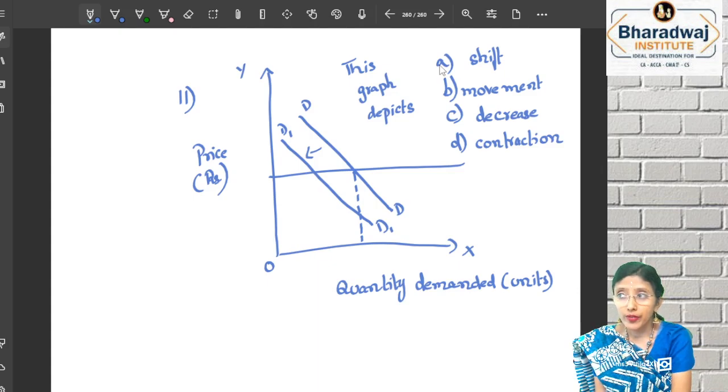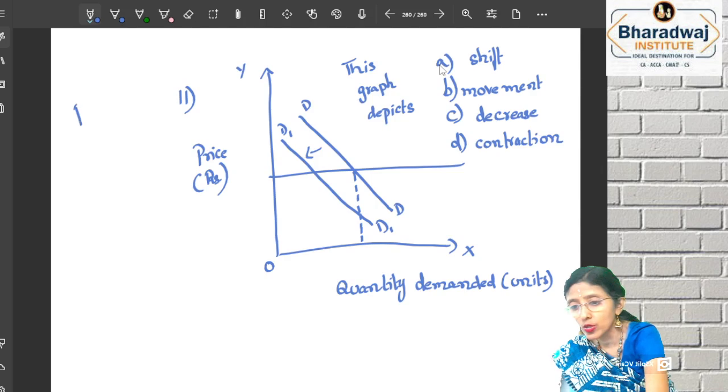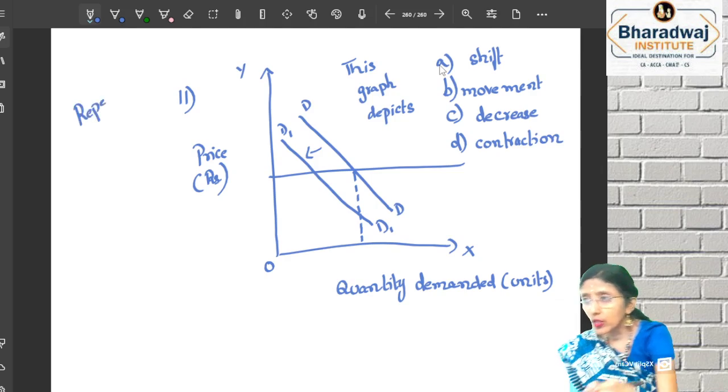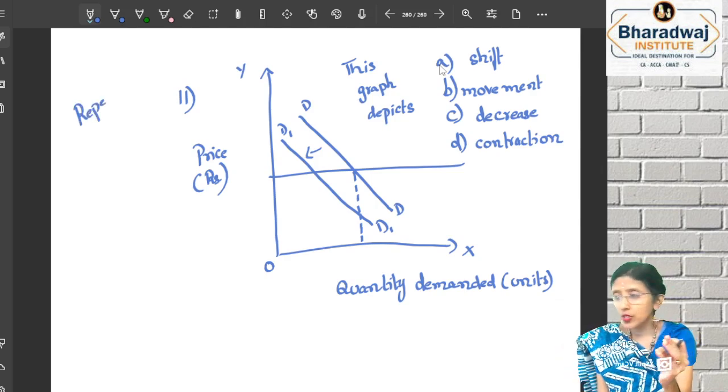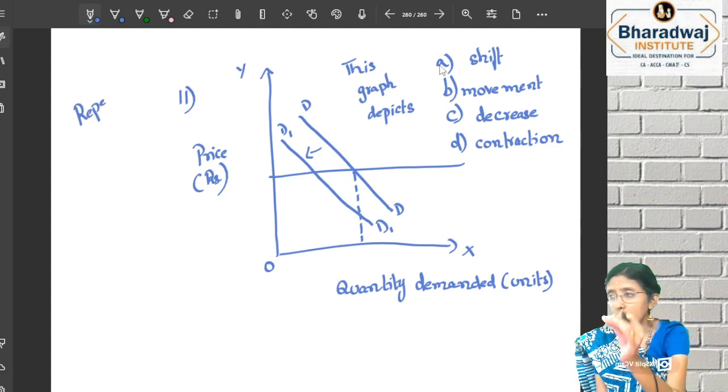These terms are very, very important. Change in demand and quantity demanded, change in supply and quantity supplied, repeated question. Of the two, either demand or supply, 100% sure, my dear students. And the expectation is shift, movement, increase, decrease, contraction, expansion.